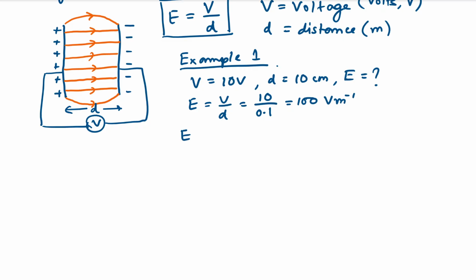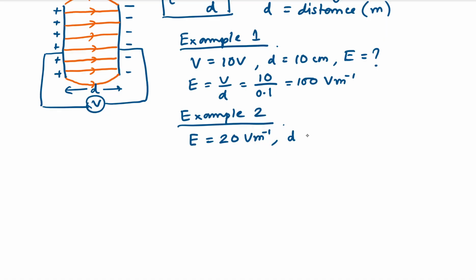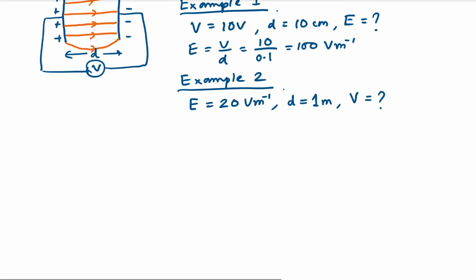Okay, now we can use that same formula to calculate other quantities. For example, let's say we are given the electric field strength between the two plates is 20 volts per meter. So now we know the electric field strength and we know the two plates are 1 meter apart. Okay? And we have to work out what's the voltage difference between the two plates.